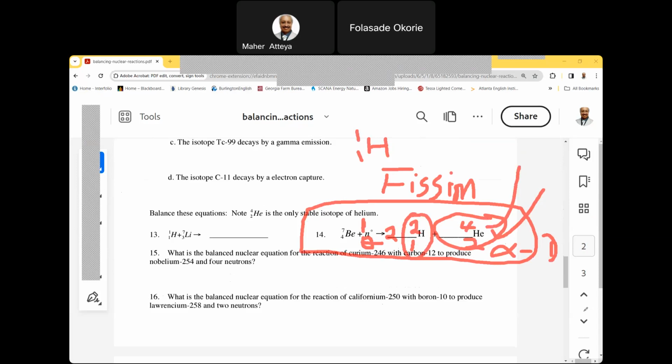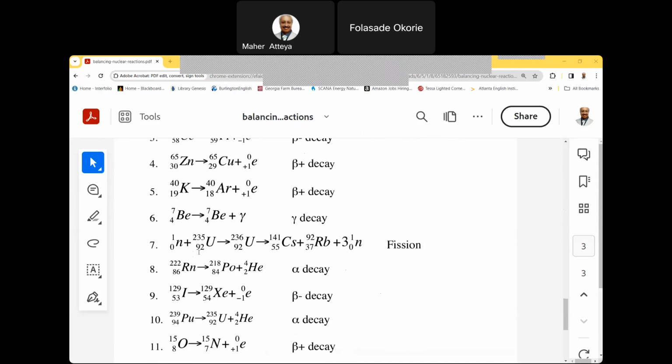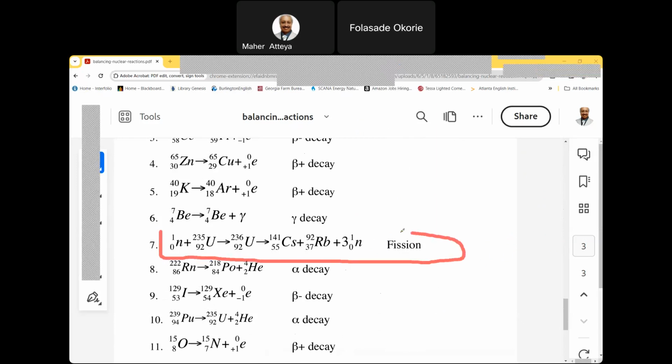Okay, that's correct. And the whole reaction is fission because you are bombarding this element, creating a new element out of it. Number 7, this is 7. That's the answer here. When you bombard uranium with neutrons, you are producing 2 elements or 3 elements, 1 element. That's called fission.